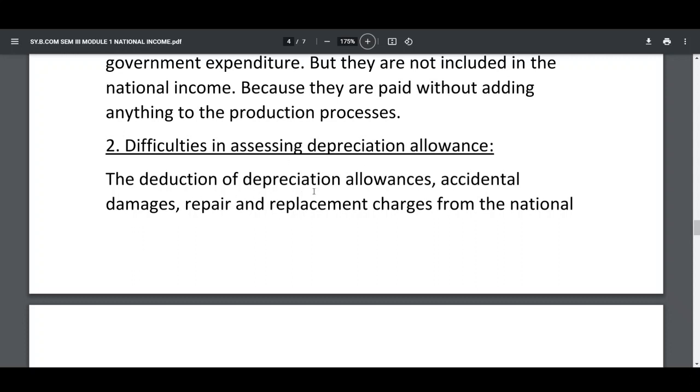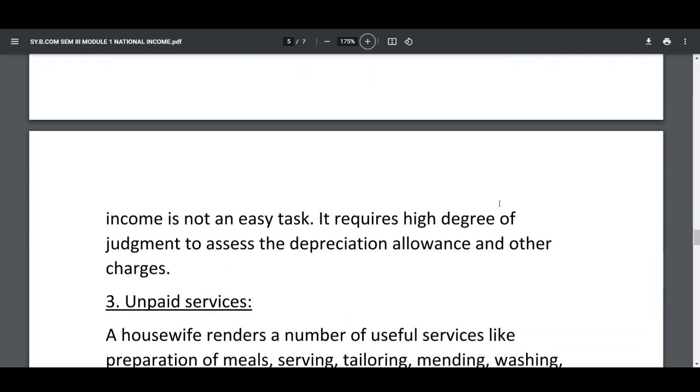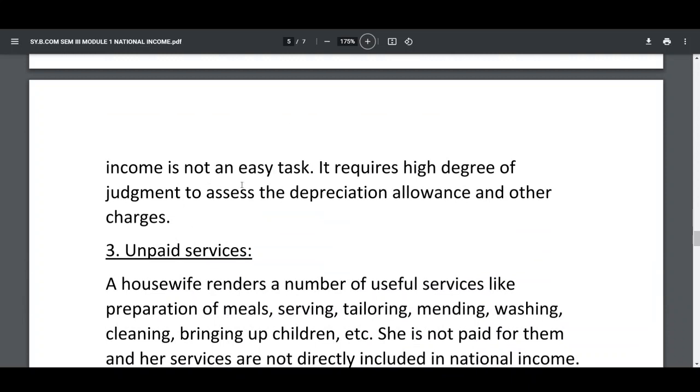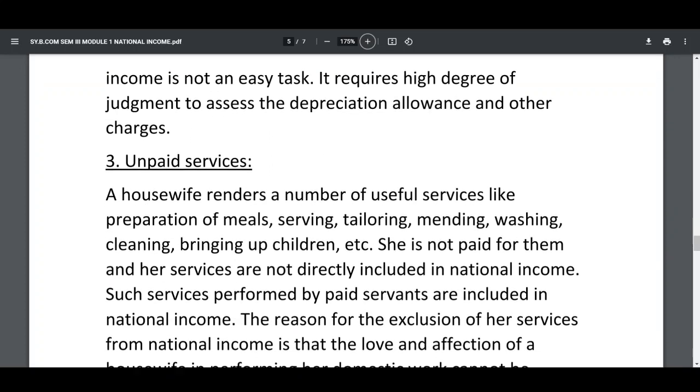The deduction of depreciation allowances, accidental damages, repair and replacement charges from the national income is not an easy task. It requires a high degree of judgment to assess, means measure, the depreciation allowance and other charges.